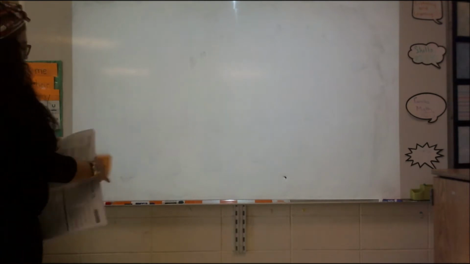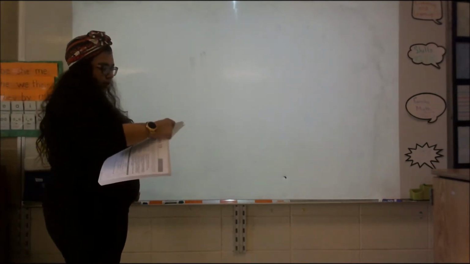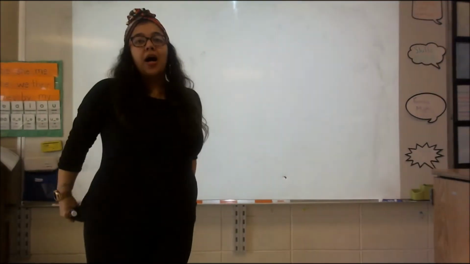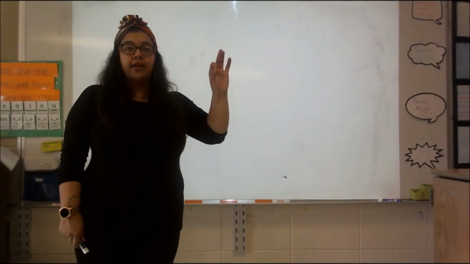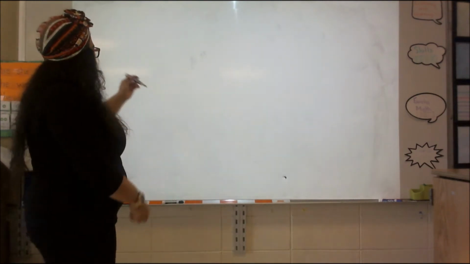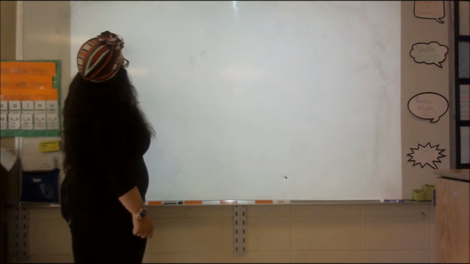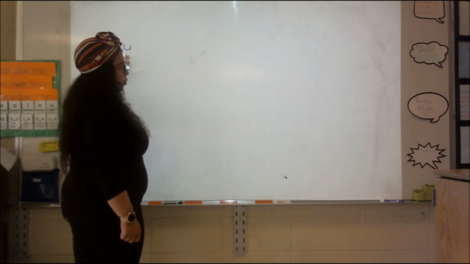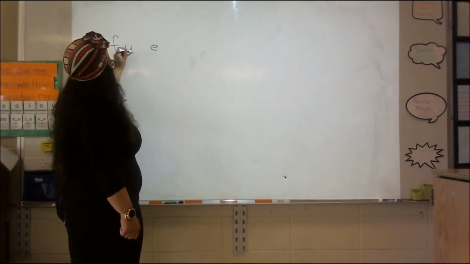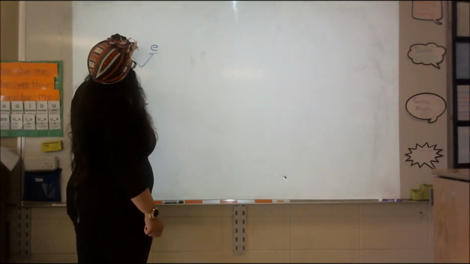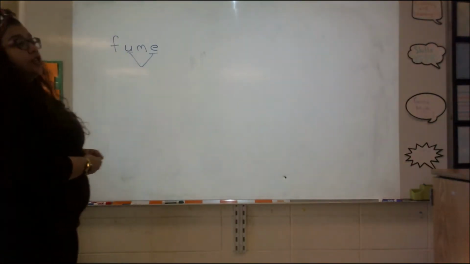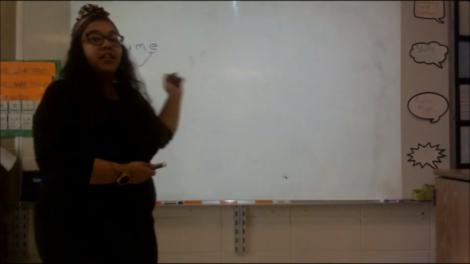All right, so for my chain, I want to start with fume. Fume. Okay, tap. Fume. So we hear U, but that's not how you spell U. We know that there's an additional letter at the end. Fume. Okay? Now remember, we're changing one sound at a time as we go through the word.